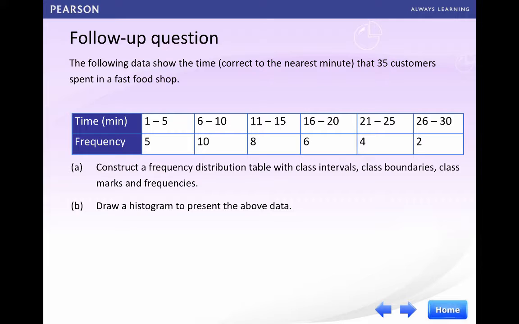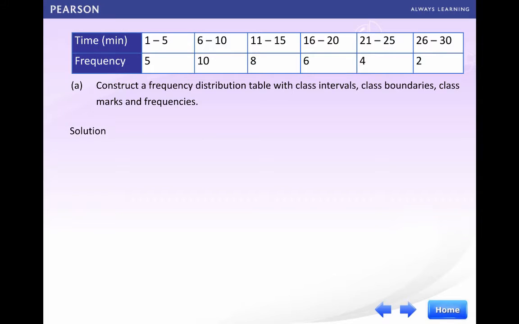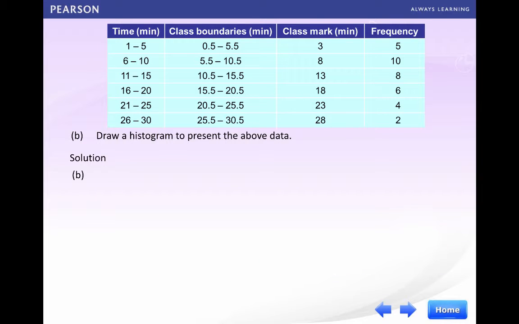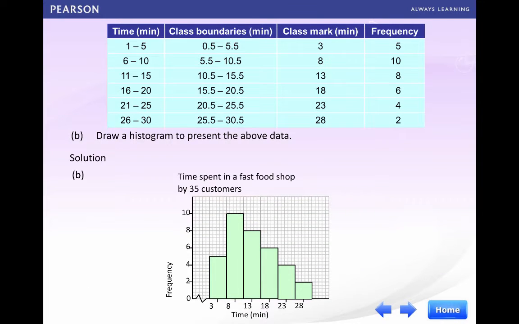Okay, look at one more final question. Construct a frequency distribution table with the class interval, class boundary, and class marks, and draw a histogram. So first of all, we will draw this table, including the class boundary, class mark, and the frequency. By using this table, we can draw a histogram like this. Remember, you should have the y-axis, that means the vertical axis, for frequency, the x-axis for the class mark, and then you give a title for this histogram.